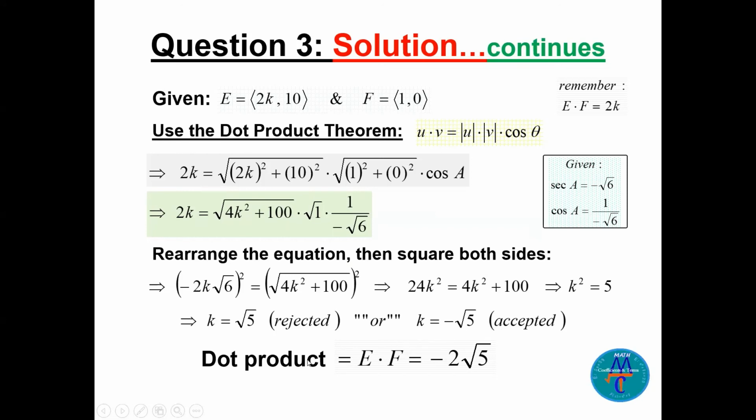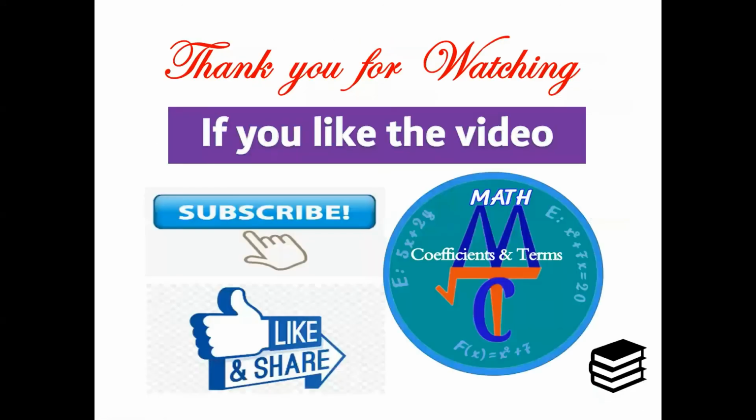What do we need? The dot product we have found. E dot F is equal to 2k. Remember that. You see here at the top, E dot F is 2k. So the answer will be minus 2 square root of 5. This is the dot product of the two vectors.